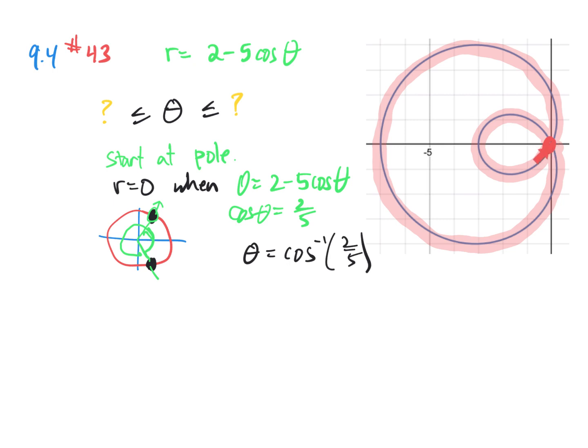And as we talked about, when r is 0 once, and then twice, and then 3 times, we've traversed the path once. So if we start right here at inverse cosine of 2/5, we're at r equals 0 the first time, the second time, the third time. We've traversed the path 1 complete time after 1 full revolution. So for any interval that spans 2 pi radians, we will do the path exactly once. So let's say from 0 to 2 pi.